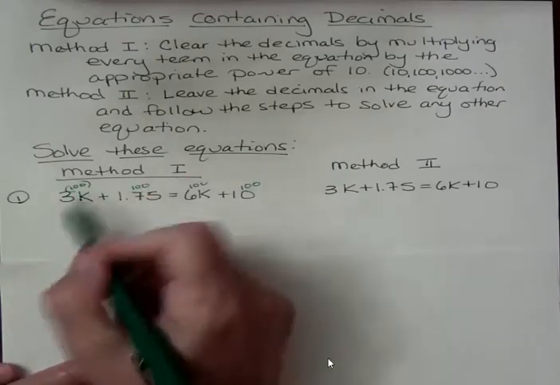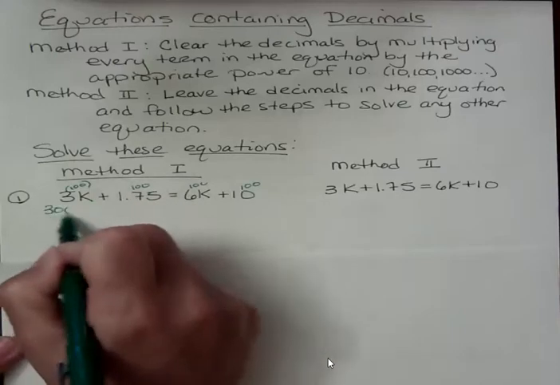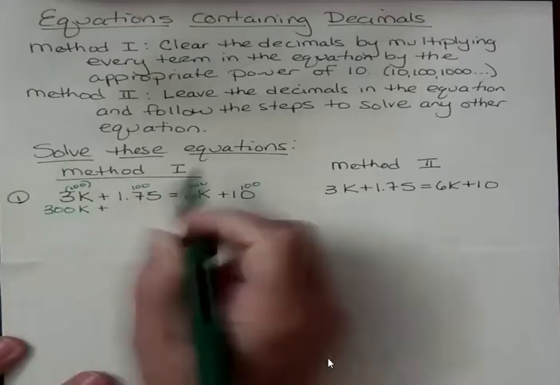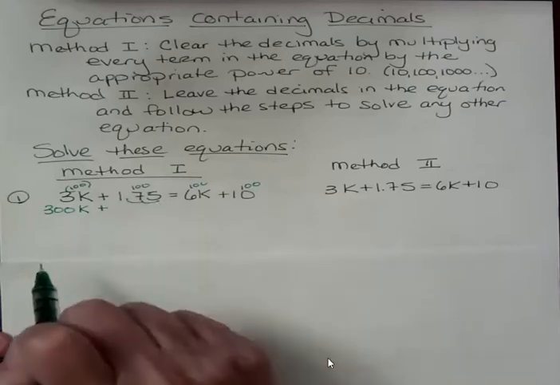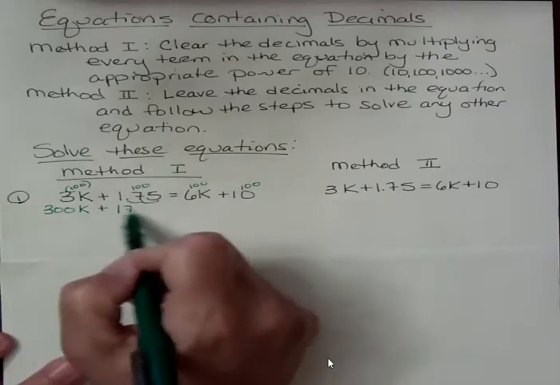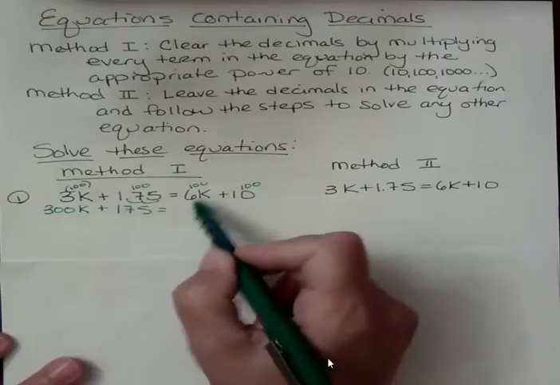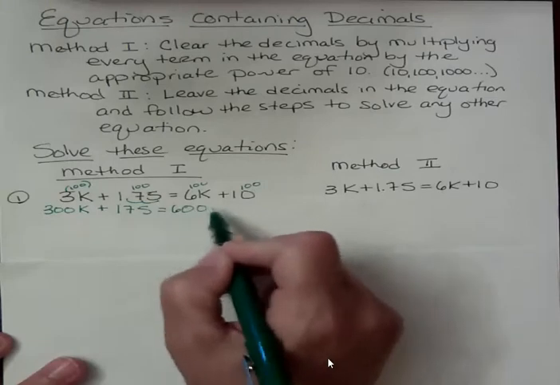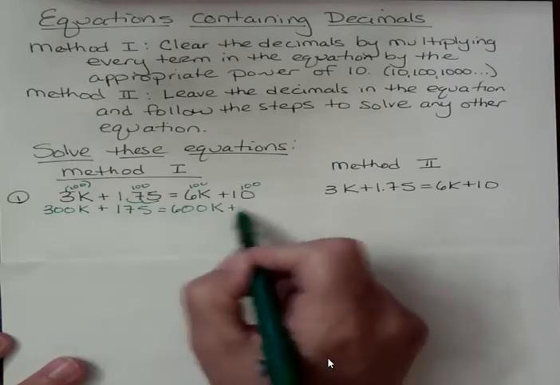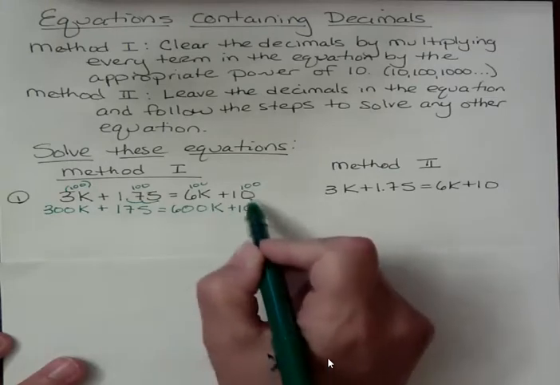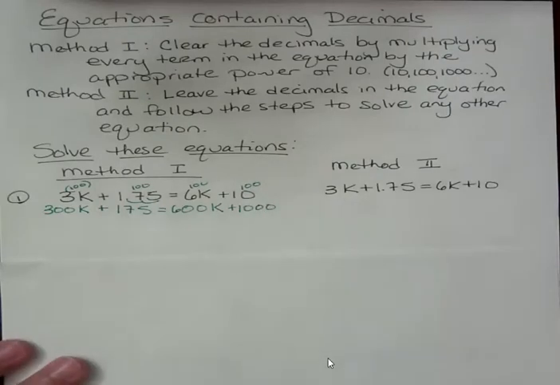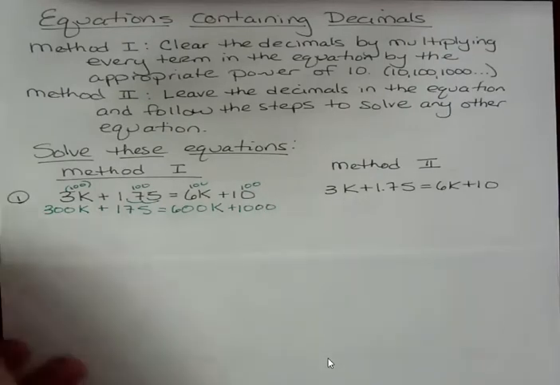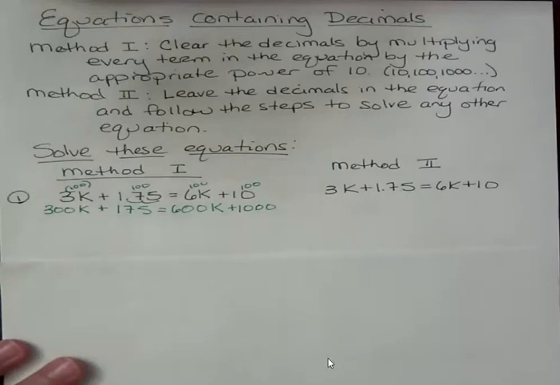3 times 100 is 300k. What happens when you multiply a decimal times 100? It just moves your decimal point two places, so that gives me 175. 6 times 100 is 600k, and then 10 times 100, well, I have 1 and 0, 2 more zeros, so I have 1,000.